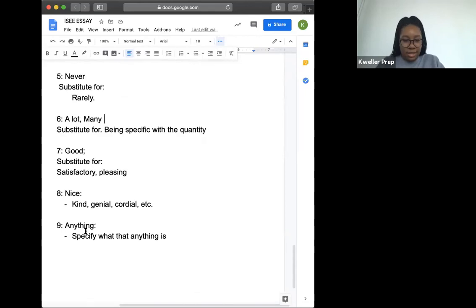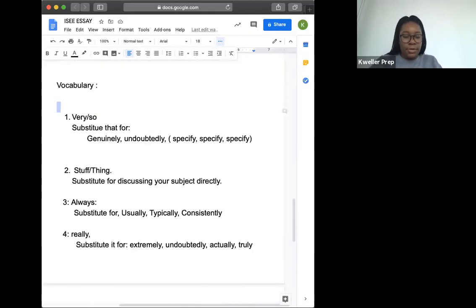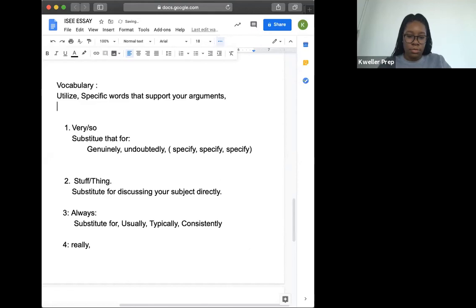Okay, I think that's it for the list of words. So these are words that you should be careful about when you're using in writing. You want to make sure that you are specific. So here, let me just write this down. That you aren't using any filler words. Filler words are words that, again, are not specific.